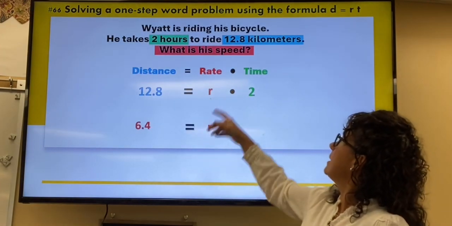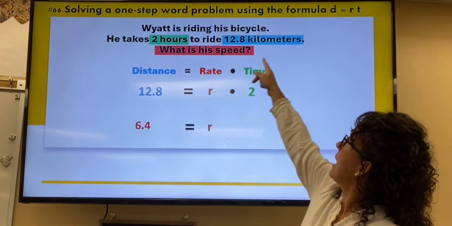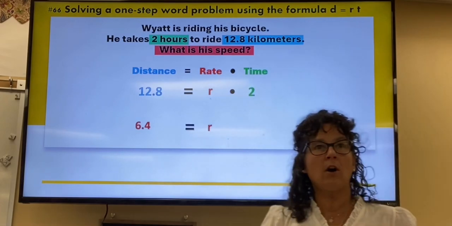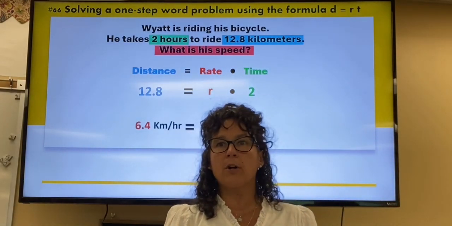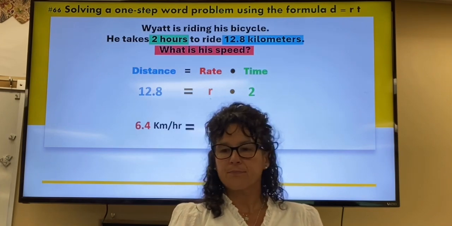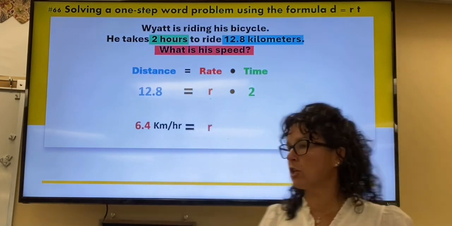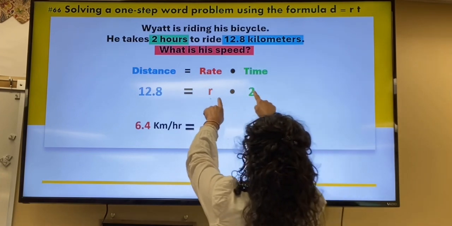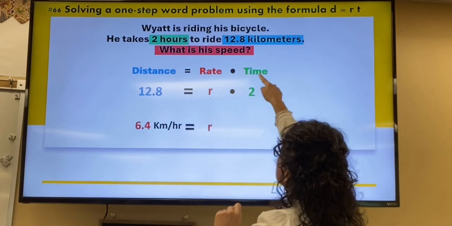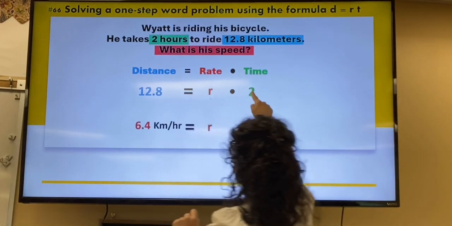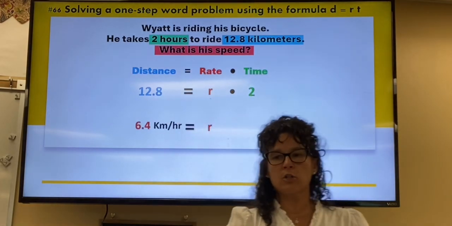So the rate, kilometers, and hours are involved. So it's going to be 6.4 kilometers per hour. You can also look at it in terms of you divided by time. So distance label was kilometers divided by the time label hours, kilometers per hour.